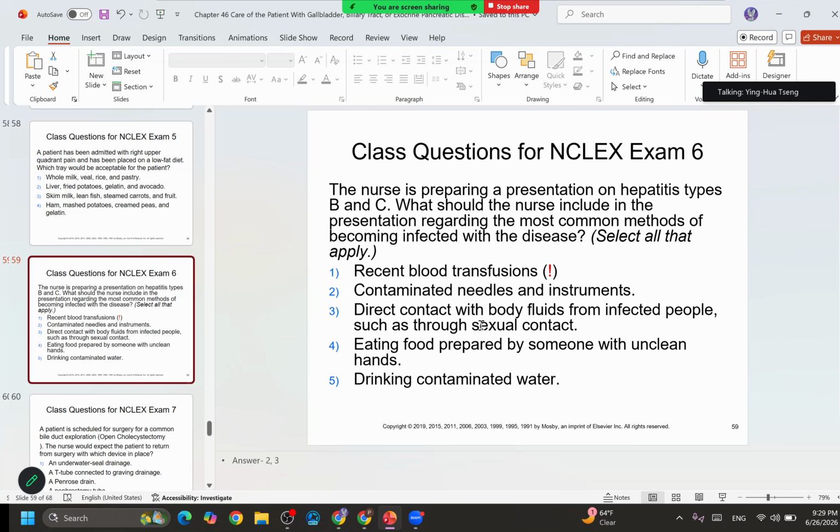So the correct answer is 2 and 3. So contaminated needle and sharing the needle, right? So that's why we don't want it. And also direct contact with the body fluid of infected people, like sexual contact.